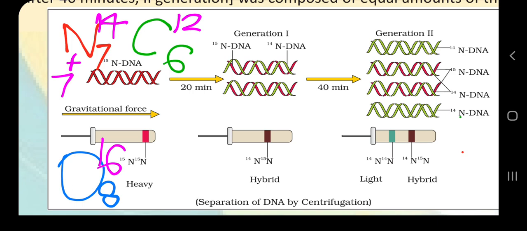Protons give the identity of any atom, whether it is nitrogen, carbon or oxygen. Neutrons are not giving identity, but yes, they are increasing or decreasing the weight. So here you can say that nitrogen is heavier than carbon and lighter than oxygen.